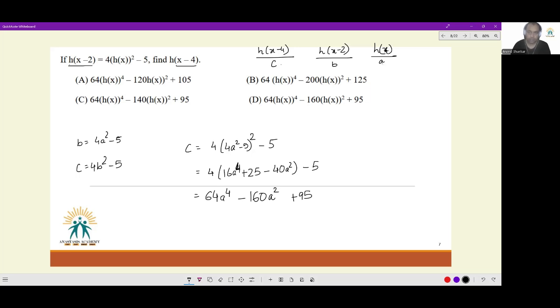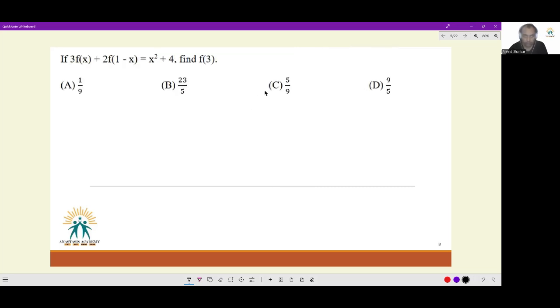Remember, a was hx. All the options are given in hx. Which of these has the same coefficients as the option? Clearly, that is true for option D. So that will be our answer. Next.